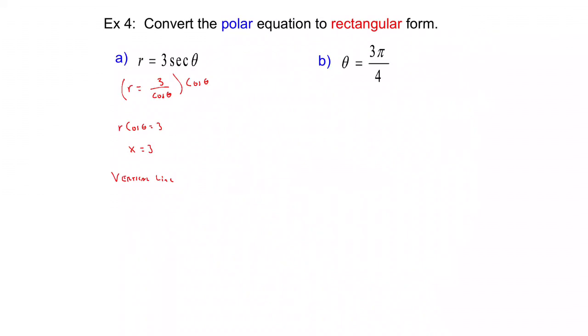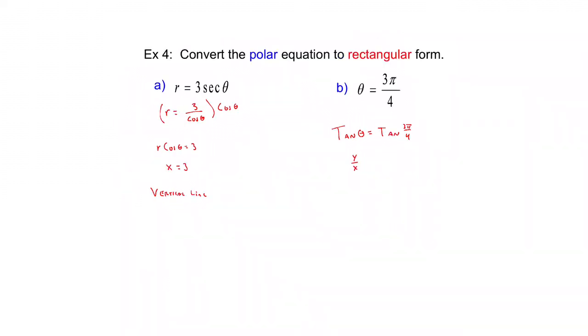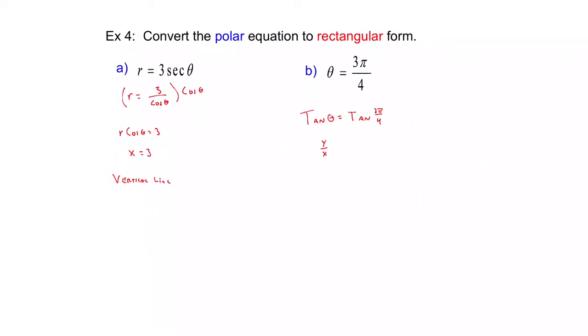Theta is equal to 3 pi over 4. Well, we know tangent of theta is equal to that ratio y over x. So what if we, as long as we do it to both sides, take tangent of theta and tangent of 3 pi over 4? Well, tangent of theta can be rewritten as the ratio y divided by x, or y over x.